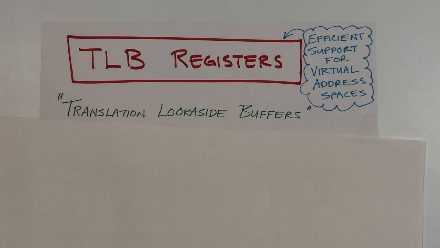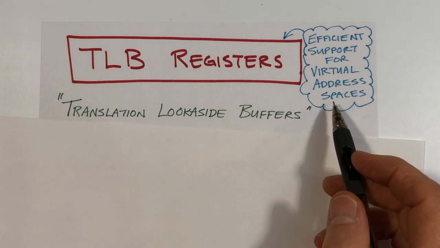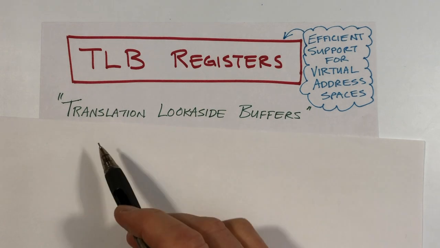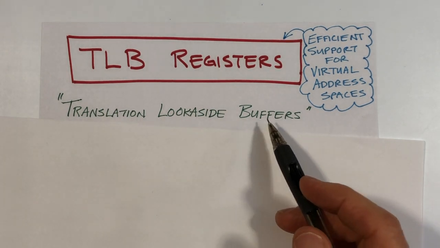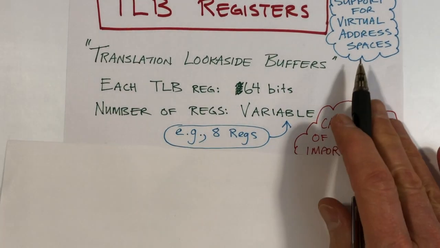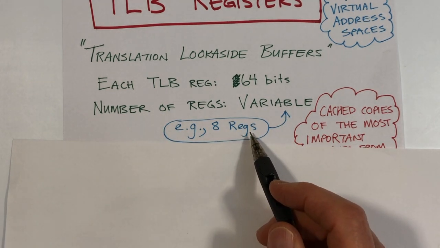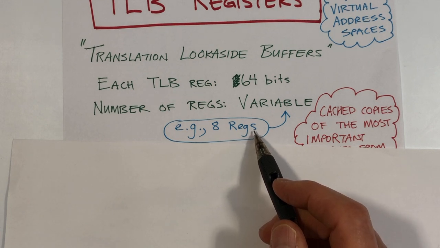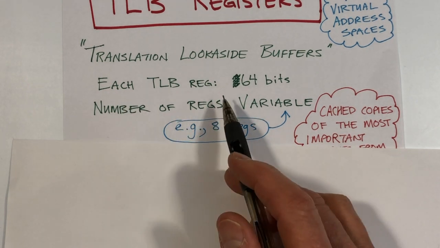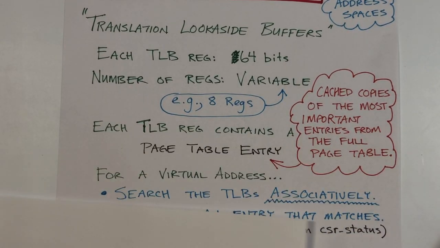To efficiently support virtual memory and the mapping from virtual address spaces to physical memory, the Blitz architecture includes TLB registers. TLB stands for Translation Look-Aside Buffers. It's kind of an awkward name, so we just say TLB registers. There are a number of these registers, and the exact number is variable. You can imagine that there are 8 registers, or perhaps a particular implementation of Blitz will have many more registers. That's really a performance question and not really an architecture question. Each TLB register is 64 bits.